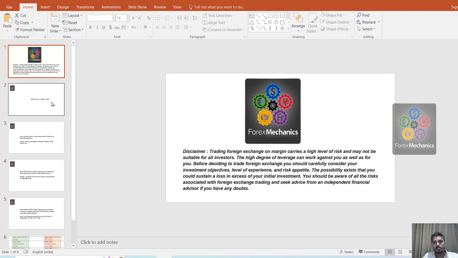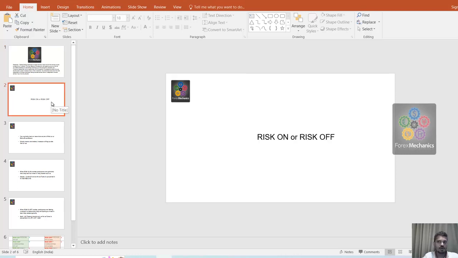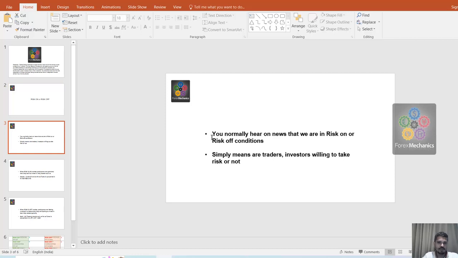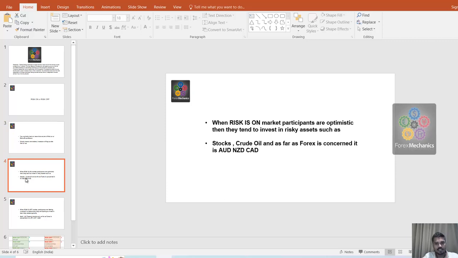So let's begin. Before we even start, what do we mean by risk on and risk off? It's pretty self-explanatory actually. When you say risk on, it simply means that investors or traders are willing to take more risk. On the contrary, when risk is off, it simply means that investors or traders are not very upbeat about the markets and are not willing to take more risk, right? So typically, traders and investors are not really willing to take on more risk when it is risk off, and they are willing to take more risk when risk is on.